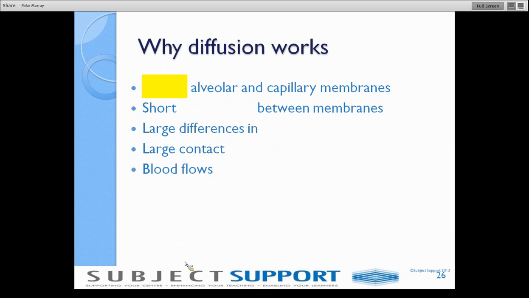Have we got the idea that these alveolar and capillary membranes are very, very thin, incredibly thin? Have we got the idea these membranes are very, very close together? There's a very, very short distance. In fact, you'd do very, very well to find a gap between them. They are adjacent. The big difference is in terms of concentrations, or proper word, partial pressures.